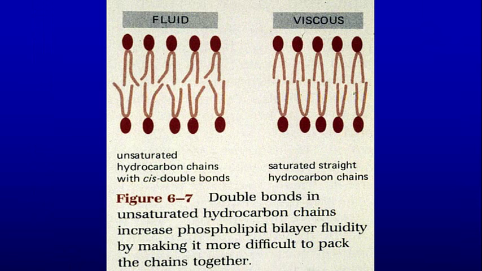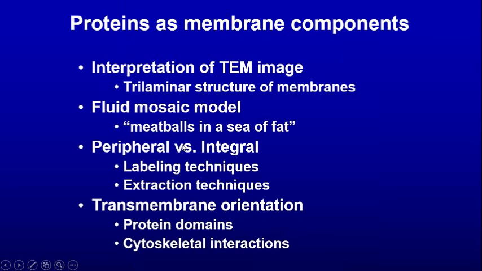And here we can see the fluid and the viscous membrane, and that's due to disulfide bonds. If you had double bonds in through here, then it takes up more space. And so if it's unsaturated, it takes up more space, and so you become more fluid and less viscous.